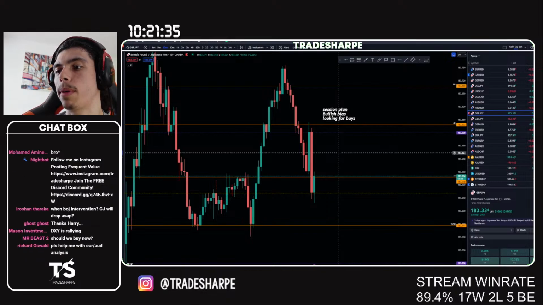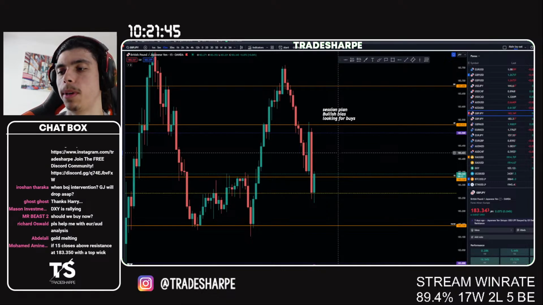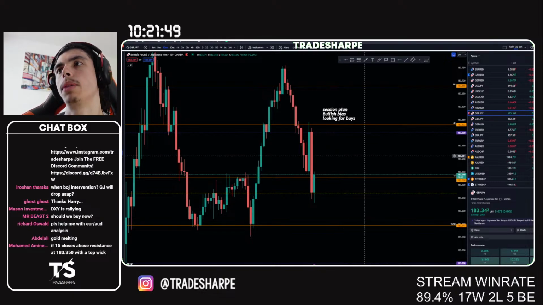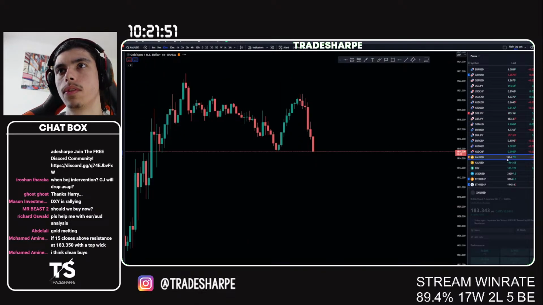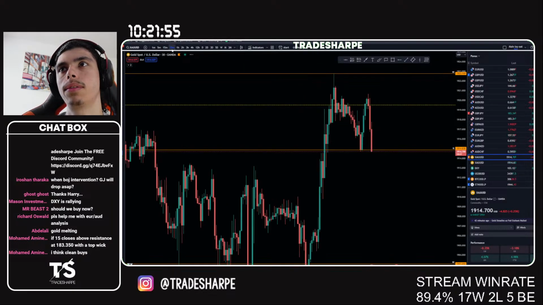When the Bank of Japan intervenes, will GJ drop ASAP? Yeah, possibly. I think you will see a very, very heavy drop on GJ when the Bank of Japan intervenes. It will definitely be a shock to the market. You'll definitely see some big moves, that's for sure. GJ is melting. Yeah, it is moving down.